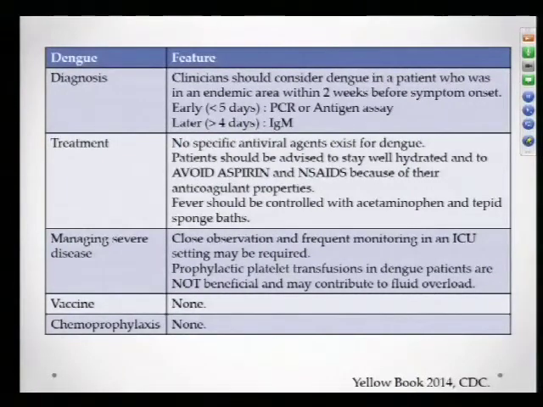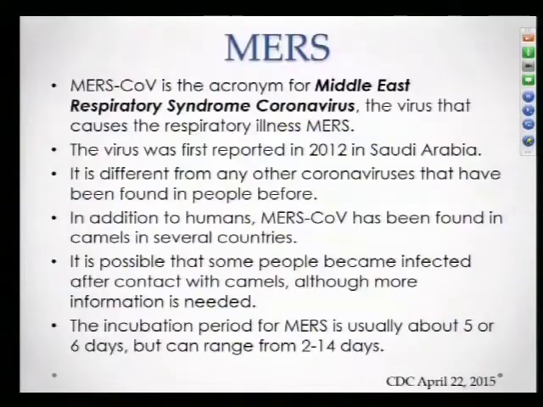If they're doing very clinically bad with severe thrombocytopenia and hemoconcentration, I think it's probably best to put them in an ICU setting and give prophylactic platelet transfusions if they are at high risk for bleeding. Have they been found to be useful? No. And can they contribute to the fluid overload as with plasma leakage? Yes. So be very careful in treating them and monitoring them.